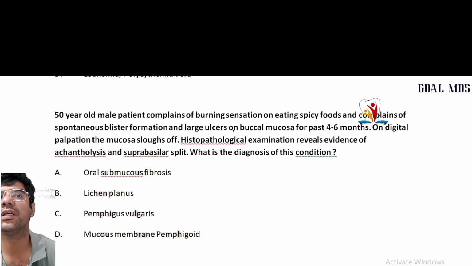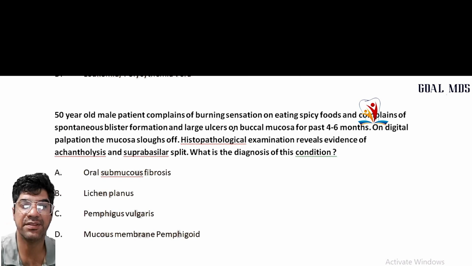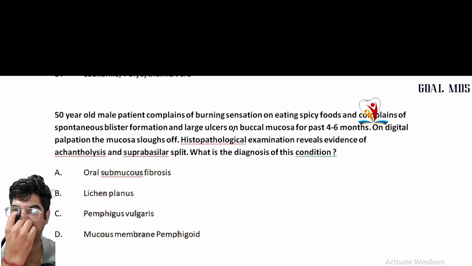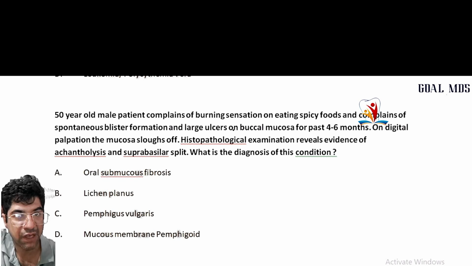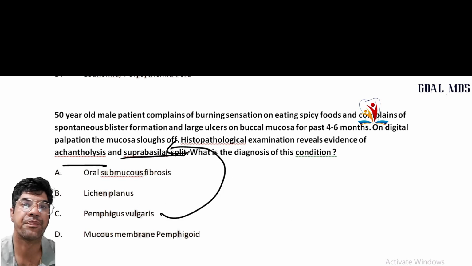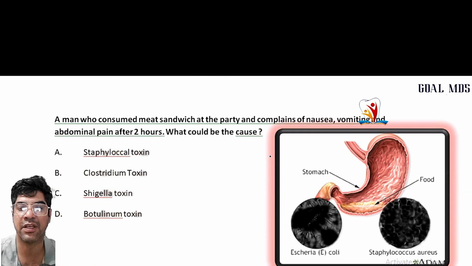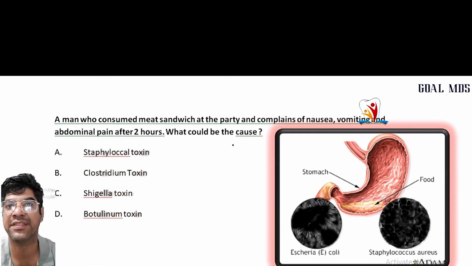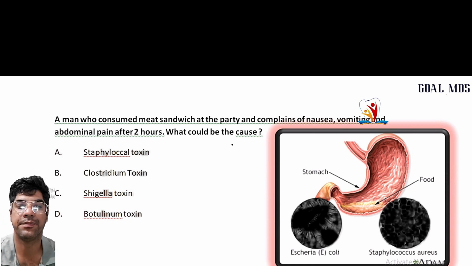Moving to the next question: a 50 years old patient complains of burning sensation on eating spicy food and complains of blister formation. On digital palpation, the mucosa sloughs off. Histopathology shows evidence of acantholysis and suprabasilar split. All this is an example of pemphigus vulgaris. All these are features of pemphigus vulgaris. We will discuss that later on.